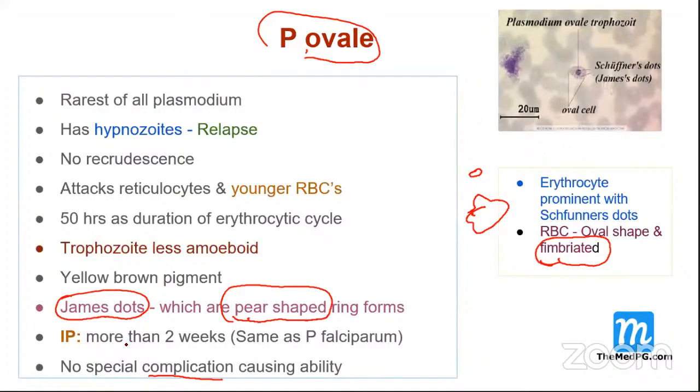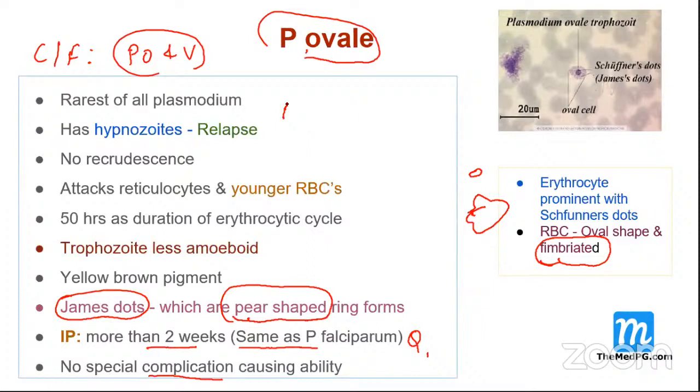And the incubation period of Plasmodium falciparum and vivax is almost the same. So the clinical features of Plasmodium ovale and Plasmodium vivax are the same. And very important is that the clinical features of Plasmodium falciparum without complication and of Plasmodium malariae are also almost the same.